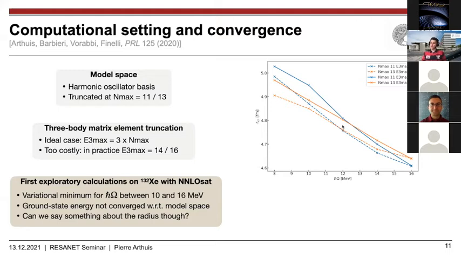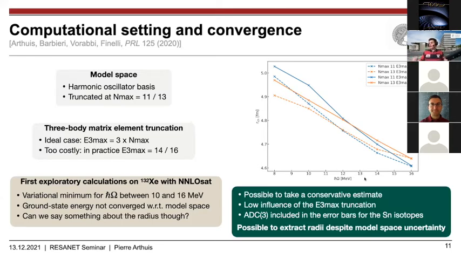So, okay, we thought, let's be conservative. Then we will take pretty large error bands and we will say that our radius is somewhere between the lowest value at h bar omega 14 and the highest value at h bar omega 10. Those are pretty large error bars, but that way we are sure that we are not doing anything too crazy. And so that's what we realized at the time, and we were pretty happy because we said, okay, that means it's probably possible to extract our radii despite not being completely converged with respect to the model space size.